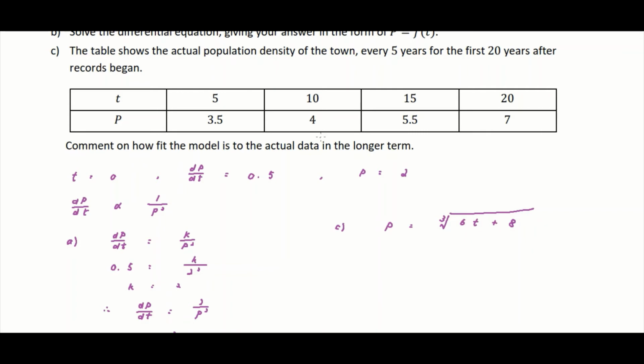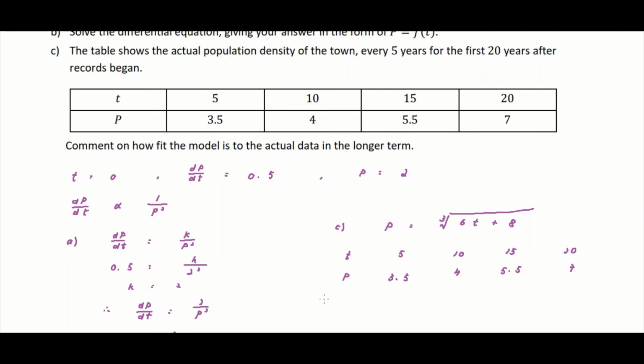This is the actual data, meaning that we need to see how accurate our prediction is compared to the actual data that we have. So how can we do that? We need to substitute every number to get the prediction. I will copy the table here first. At 5 you have 3.5, then 10 you have 4, 15 is 5.5, and 20 is 7. The P here is the actual population density.